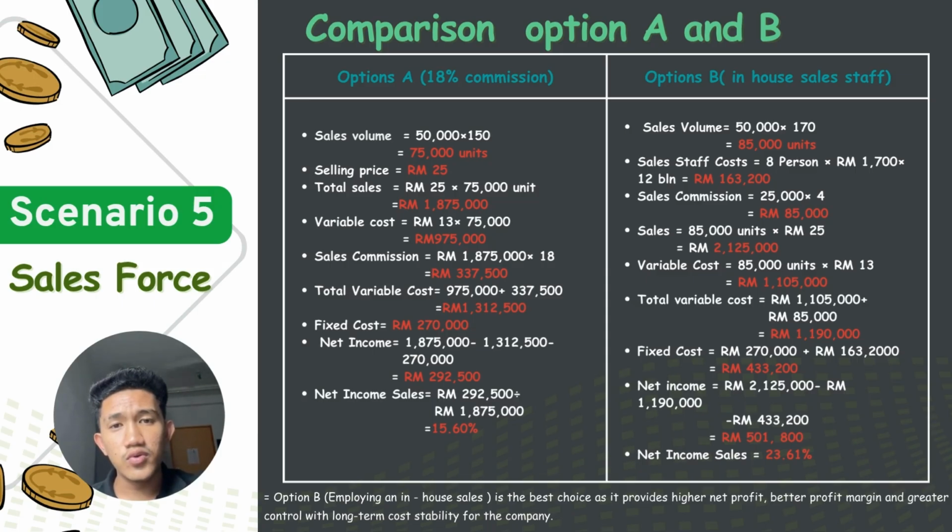Option B is the in-house sales team. Total units sold is 85,000. Revenue is RM 1.125 million. Total cost is RM 1.623 million. Net profit is RM 501,800. Net income to sales ratio is 23.6%. It is clear that option B gives higher profit and better margin. It is also more cost stable in the long term.